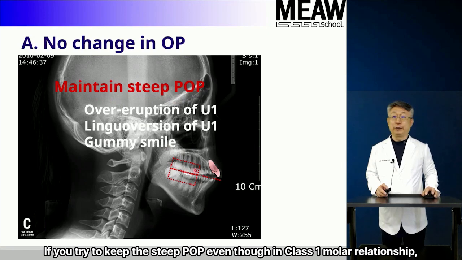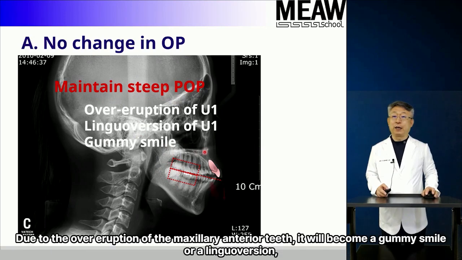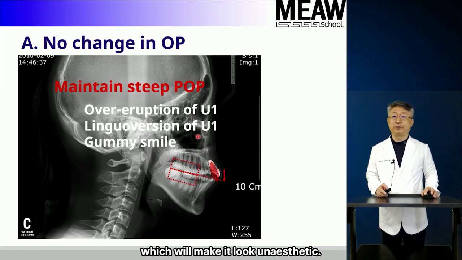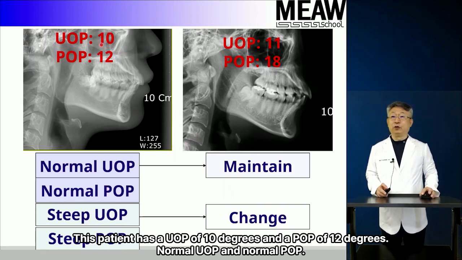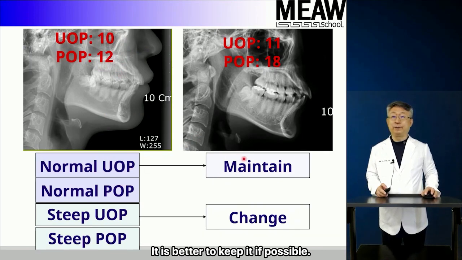If you try to keep the steep POP, even though in class 1 molar relationship, due to the over-eruption of the maxillary anterior teeth, it will become a gummy smile or a linguversion, which will make it look unaesthetic. This patient has a UOP of 10 degrees and a POP of 12 degrees, normal UOP and normal POP. It is better to keep it if possible.